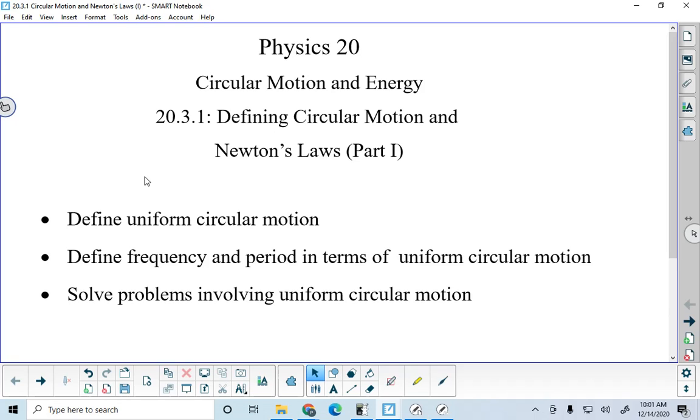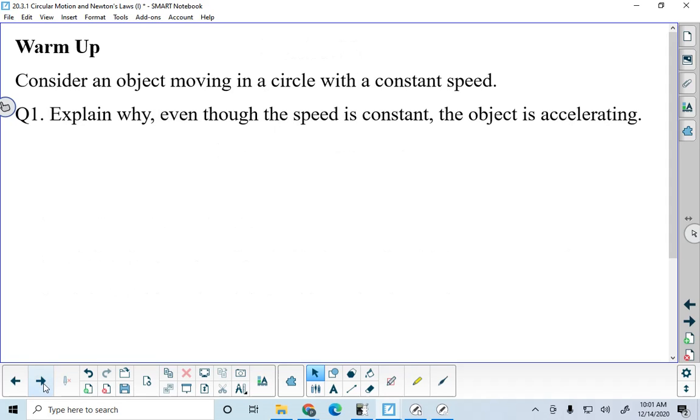Just a reminder, uniform motion is motion in a straight line at a constant speed. Uniform motion, which we've already studied, can also be thought of as zero acceleration, but you cannot do that with uniform circular motion. There's something called a circular acceleration involved here. We're going to be defining some terms, frequency and period, as they relate to physics and uniform circular motion, and then solving some very introductory problems dealing with uniform circular motion.